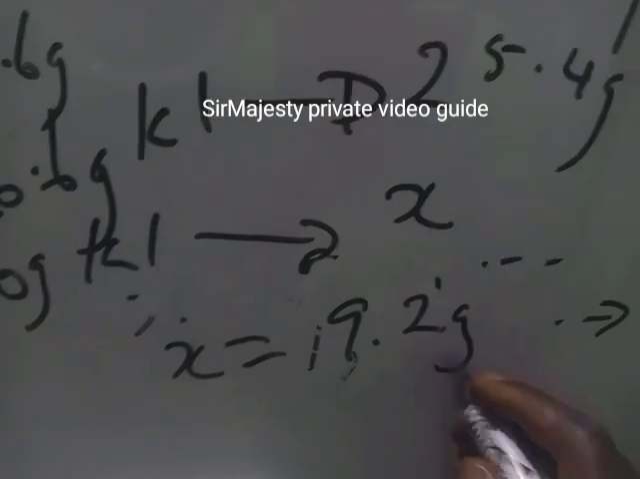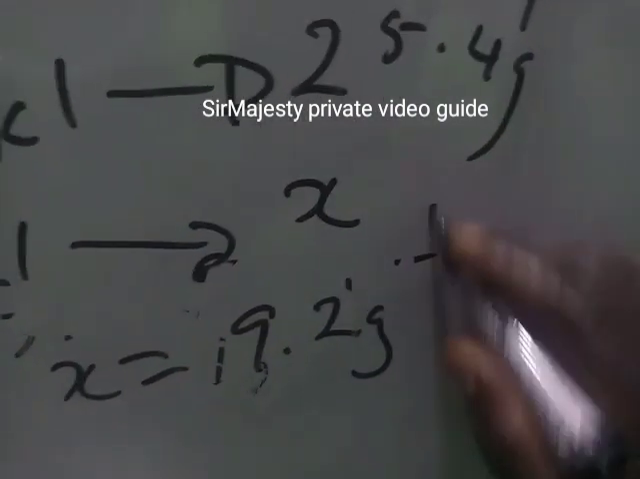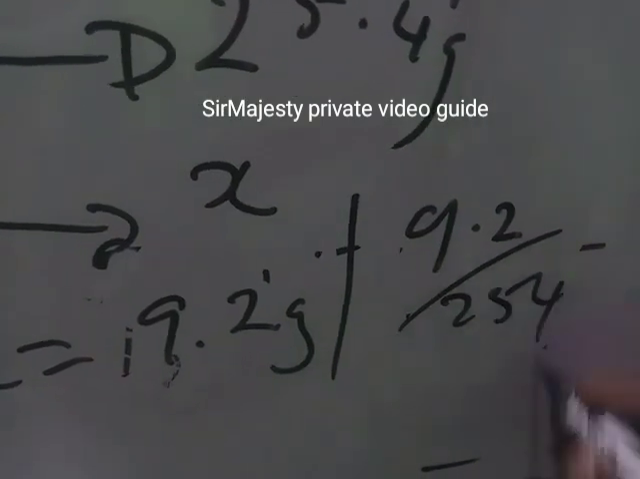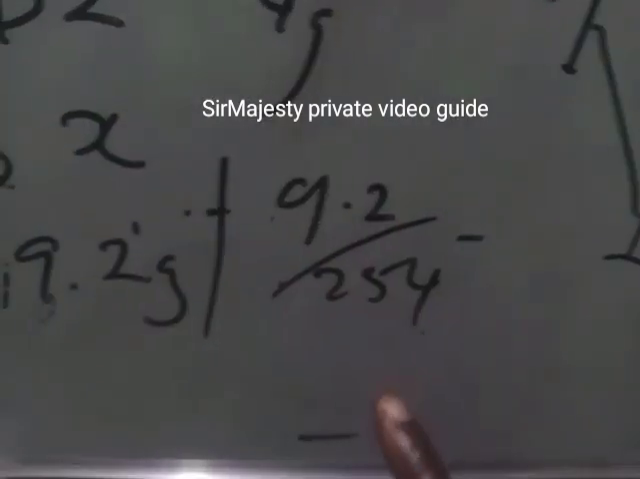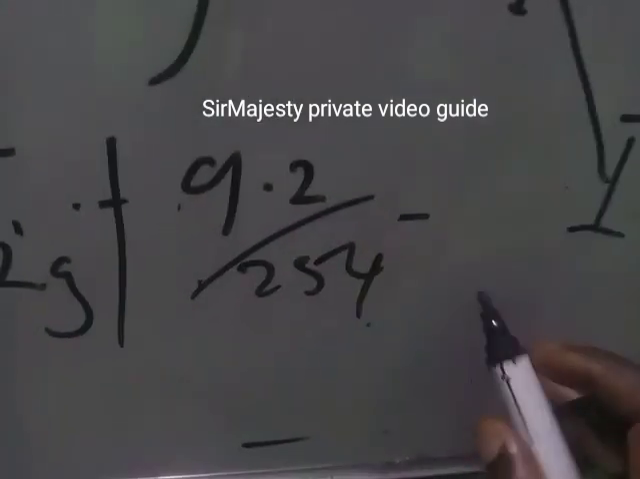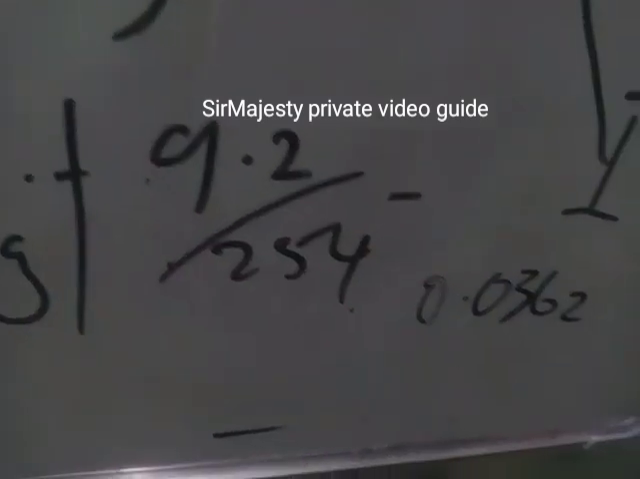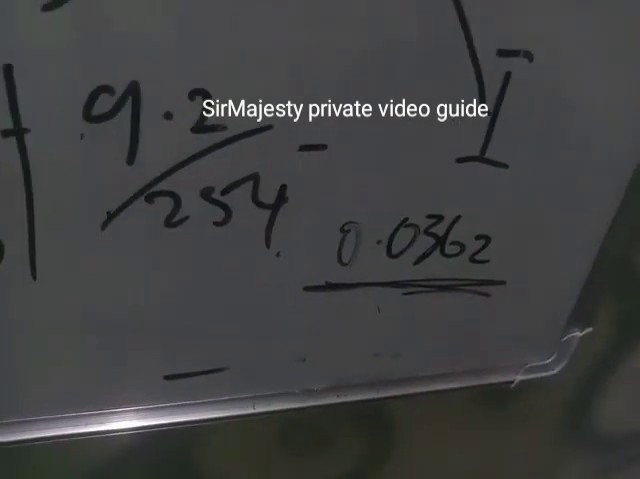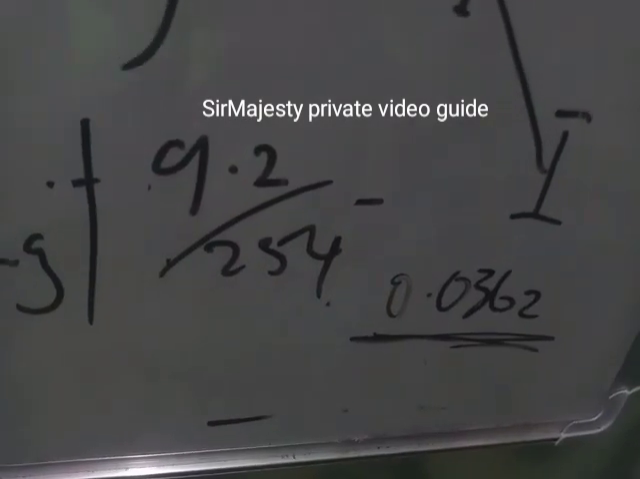And 9.2 grams of iodine is going to represent what in moles? For you to get the mole, it will be 9.2 divided by 254. And when you do this, let me get my calculator. Okay, 9.2 over 254 will give you about 0.0362. So this is the mole. This is the highest concentration we can get by dissolving 25.4 grams of iodine crystal in 6 grams of potassium iodide.